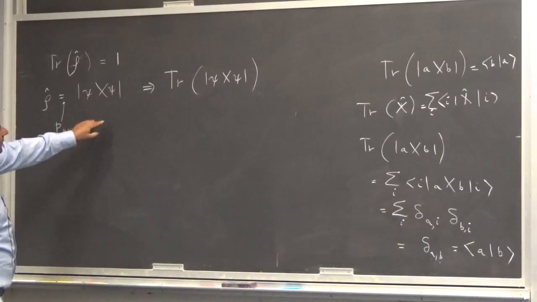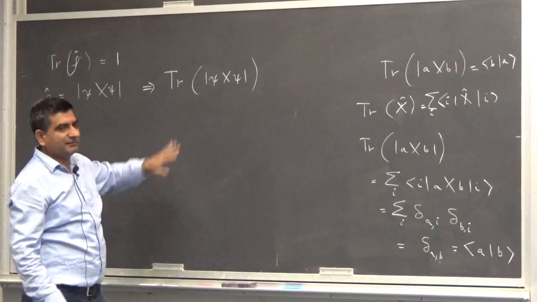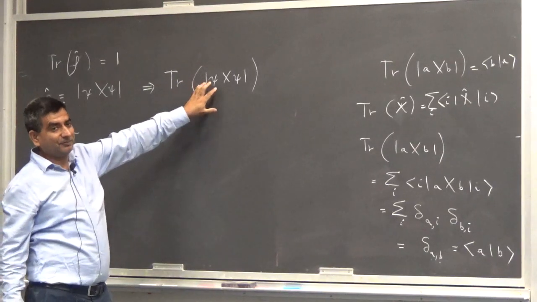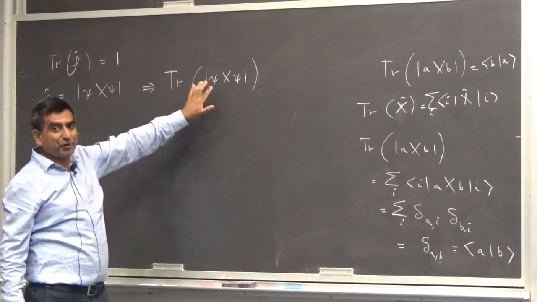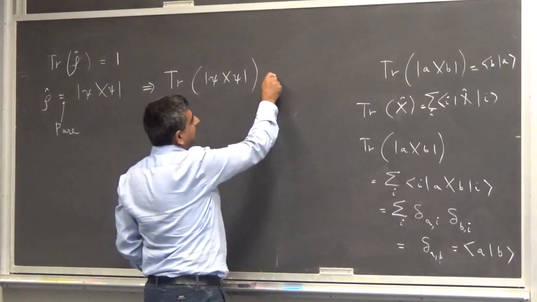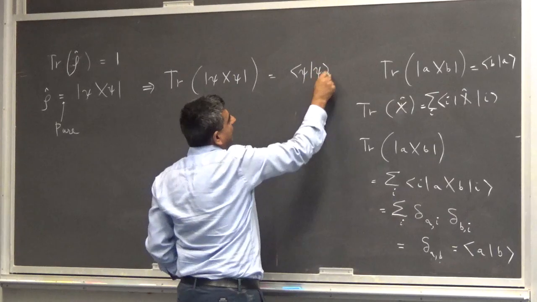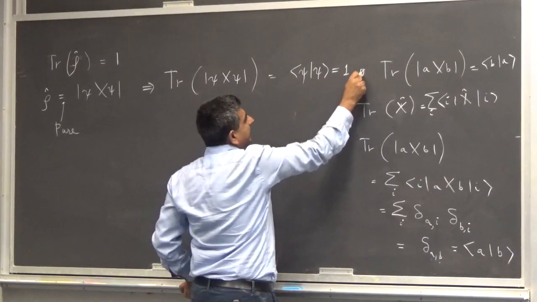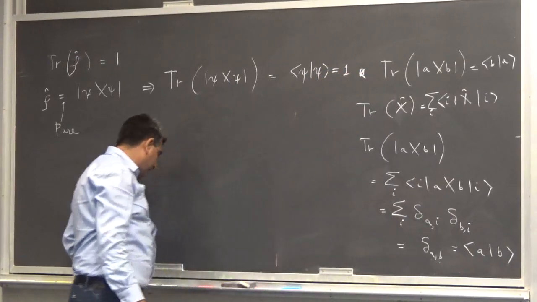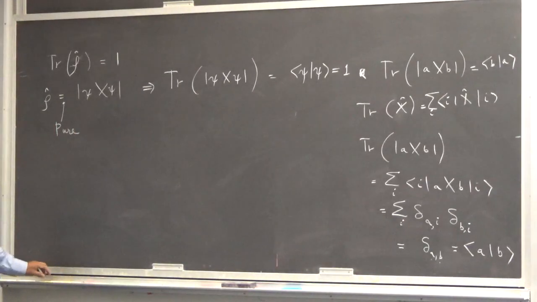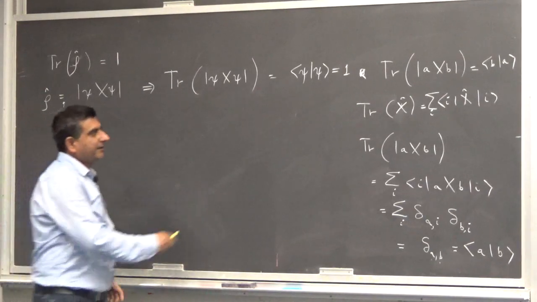Now if you look at the trace of the density matrix corresponding to a pure quantum state, what is this going to be equal to? 1. Because this is the inner product of psi with itself. Psi by definition is normalized. We always deal with normalized quantum states, otherwise nothing is going to work.